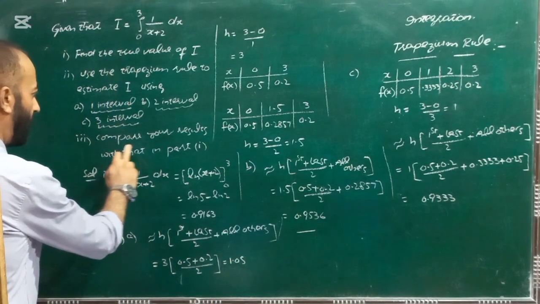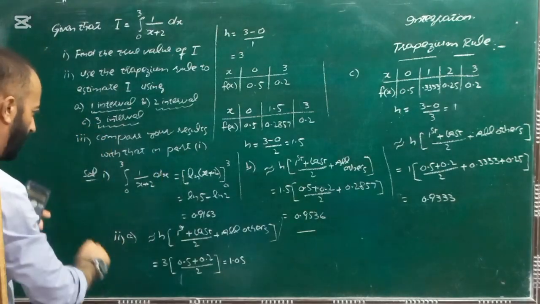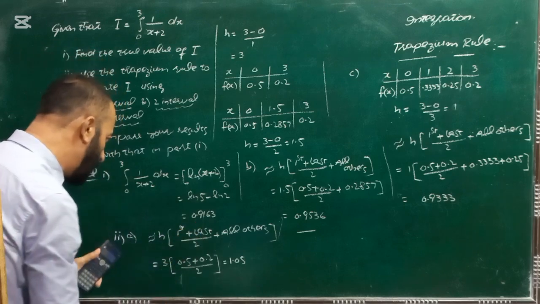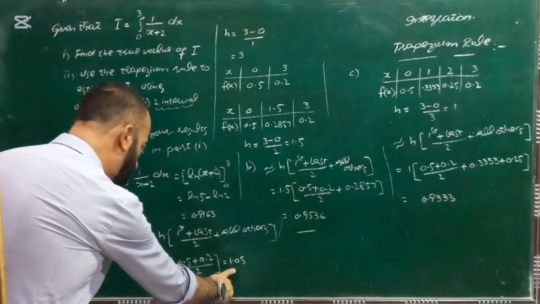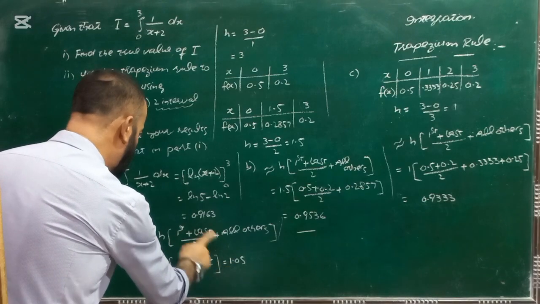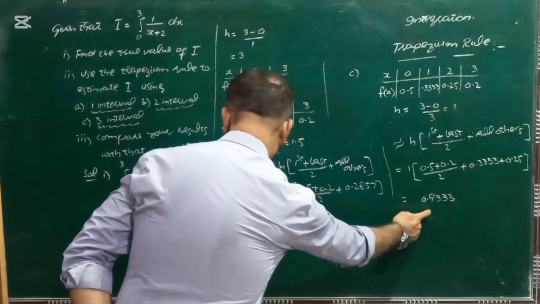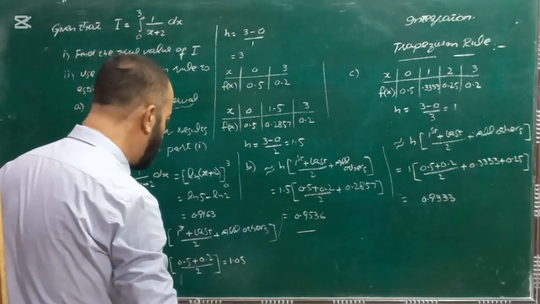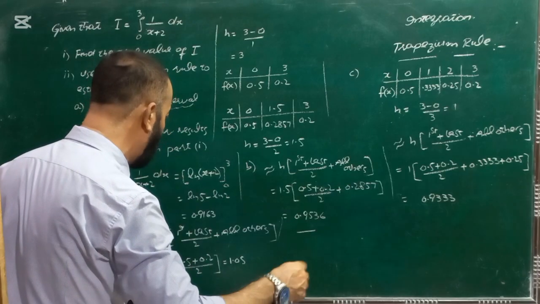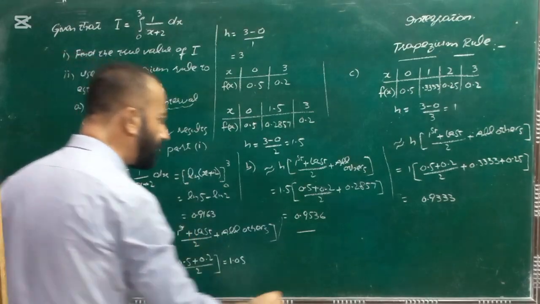Okay, next part is compare your results with part 1. Part 1 is actually the original result of the curve. So from here you can see your results from the trapeziums are greater than this. So A part is also greater, B part is also greater, C part is also greater. But you can see as the number of trapeziums or the number of intervals goes on increasing, the result is becoming closer to this one.